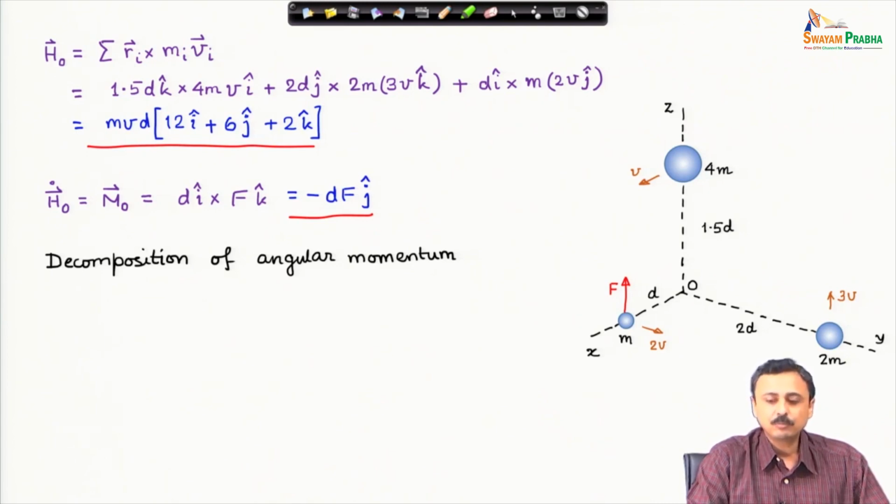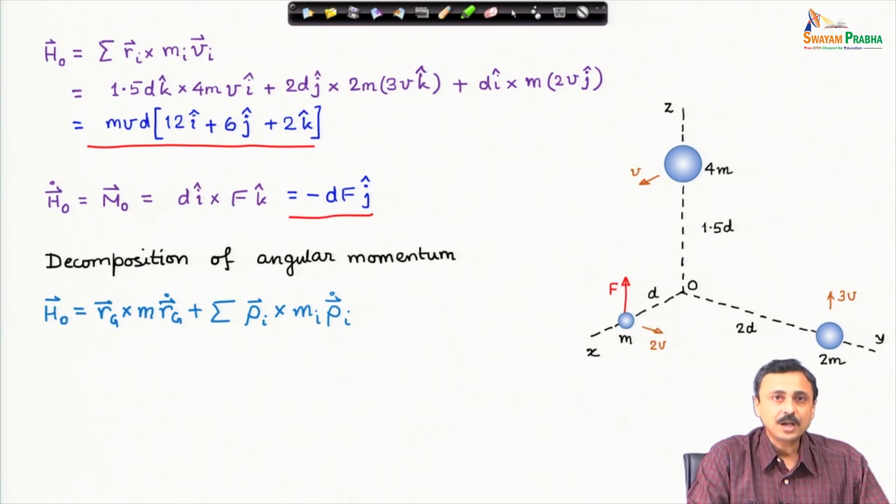Let us look at the decomposition of angular momentum which we had discussed. Therefore, the angular momentum about O can be decomposed as the angular momentum of the center of mass about O. So, basically it is the moment of linear momentum of the center of mass, with all the mass concentrated there, about O, plus the moment of linear momentum, relative linear momentum, of all particles about G. This rho i is the vector from G to the ith particle, and rho i dot is the relative velocity of the ith particle with respect to the center of mass velocity.